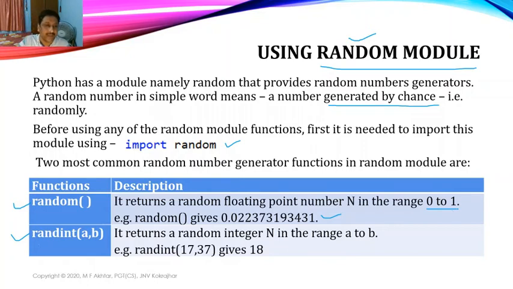And the randint function is a more useful function. It returns a random integer n in the range a to b. Here, a and b, we have to provide two numbers, the lower range number and the upper range number. Between those numbers, inclusive of both, it will give one random number. Say, for example, we use randint with the range 17 to 37, meaning between 17 and 37, including 17 and 37, it gives any number, and here it is giving 18. It may be 30, 25, or 27; any number can be given.